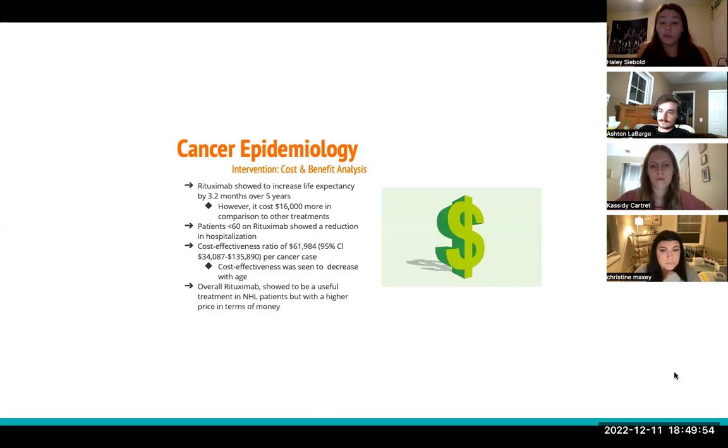Rituximab has been shown to increase life expectancy from anywhere from 3 months to 5 years. However, the cost can be up to $16,000 more in comparison to some other treatments. Patients less than 60 on rituximab showed a reduction in hospitalization. For the cost effectiveness ratio, there's a $61,984 per cancer case, and this cost effectiveness was seen to decrease with age. But overall, this drug has been shown to be a useful treatment in NHL patients, but it generally has a higher price in terms of money.